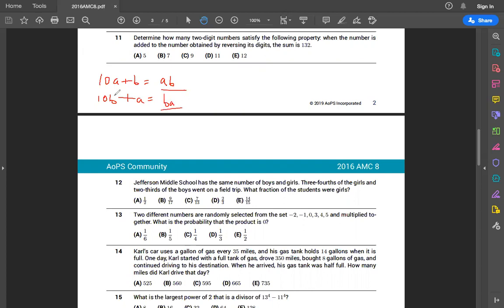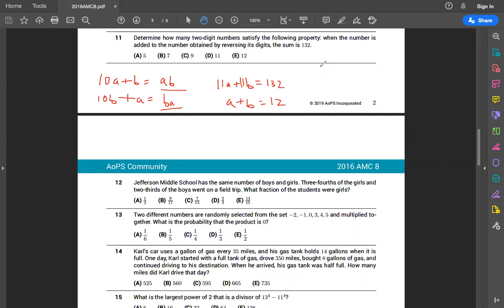And when we add these up, we'll add 10A plus A as well as 10B plus B. So we get 11A plus 11B. And we're told that has to be equal to 132. So we can divide by 11 on both sides. We'll get A plus B equals 12. So we need to know the number of pairs of AB so that they add up to 12. But they also have to be single-digit numbers because they're forming a two-digit number. So each of A and B is one digit.